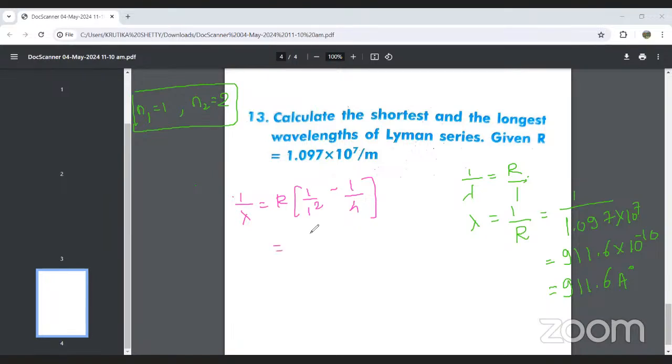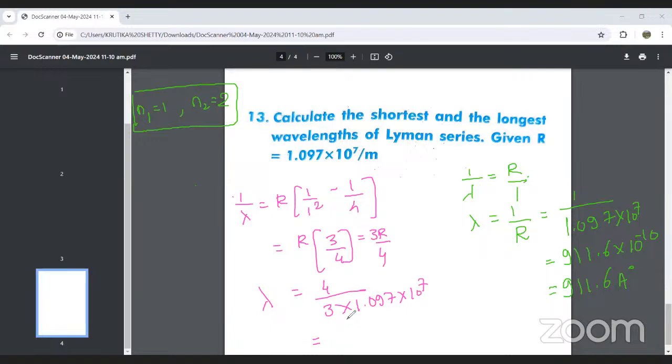Keep R outside. The LCM is 4, so 4 minus 1 is 3. It is 3 divided by 4. So that is nothing but 3R divided by 4, or lambda is equal to 4 divided by 3R, where R is the Rydberg constant, 1.097 into 10 to the power of 7.